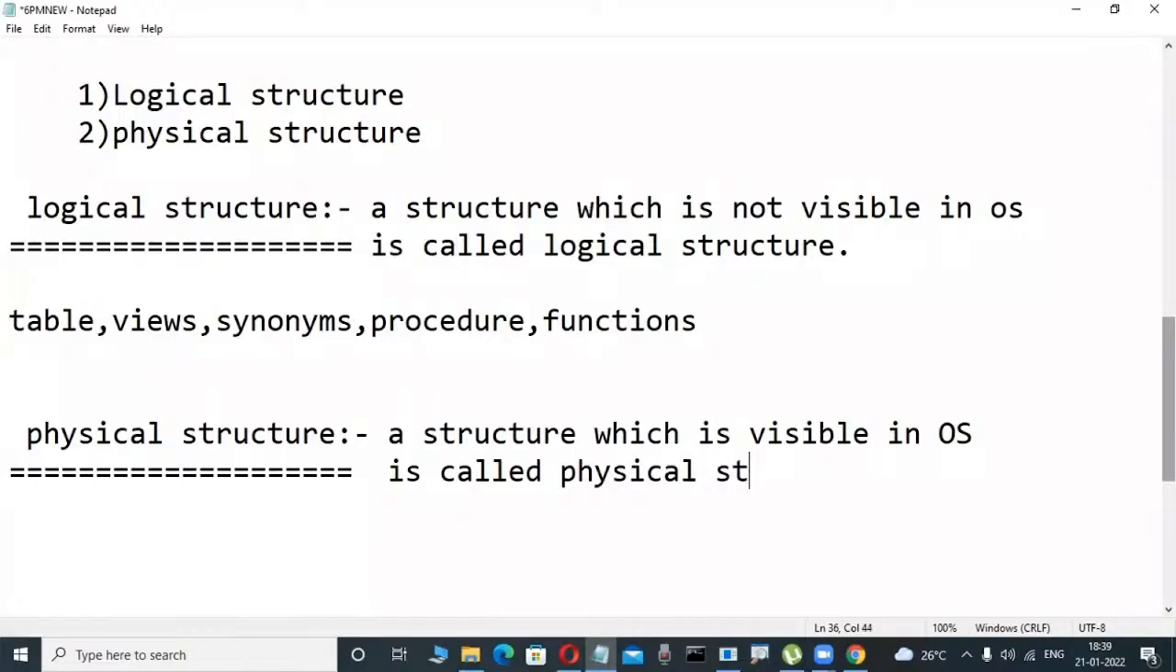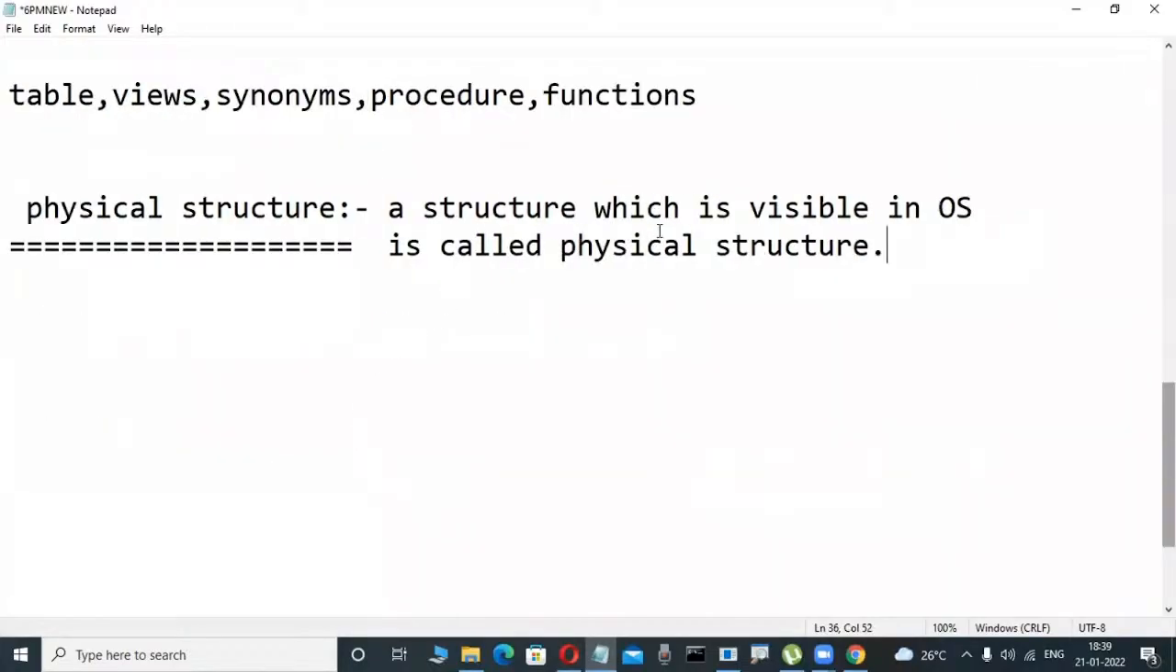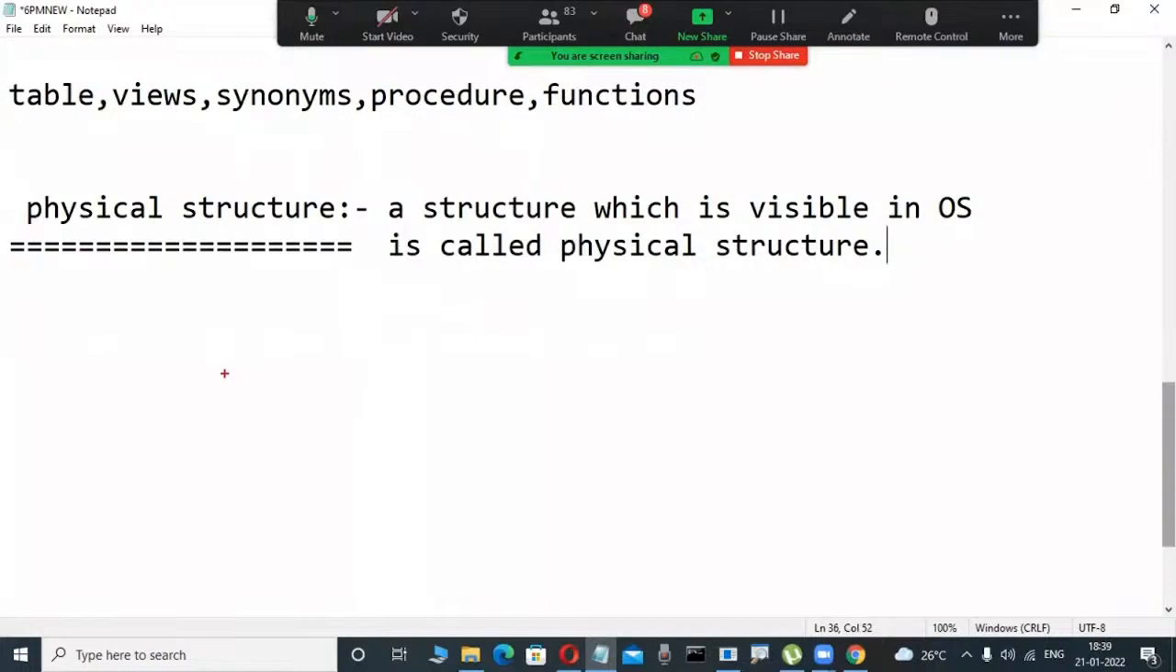Who are the persons working in this physical structure? It's a big concept. I'm telling the definition side only, because today I will tell you which definition of database is correct. A structure which is visible in the operating system is called a physical structure. Suppose we install software, some physical files are created on the disk. Whether it's PowerPoint, MS Access, Word, anything we load, physical files are created.